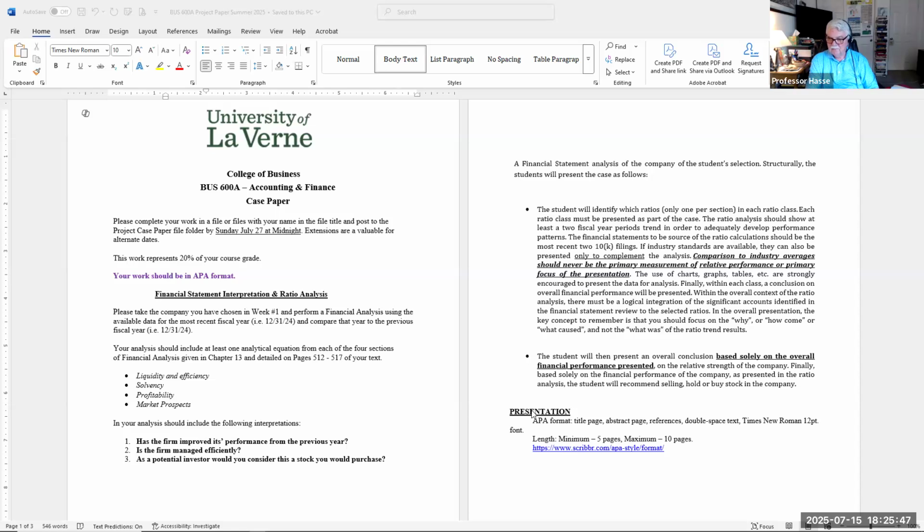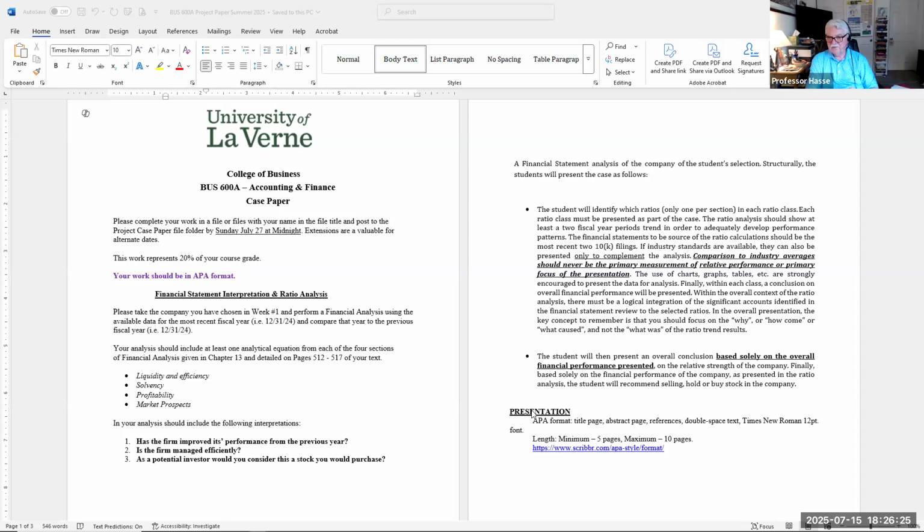APA format, a minimum of 5 pages, a maximum of 10 pages. And remember, an APA format has 1 page for your title page, 1 page for your abstract, and 1 page for references. That's 3 pages in itself. So if you want to stick to 5 pages minimum, you just need to write 2 pages worth of stuff. Not too much. But I need you to be detailed. I need you to interpret what this information tells you in regards to these 3 questions.